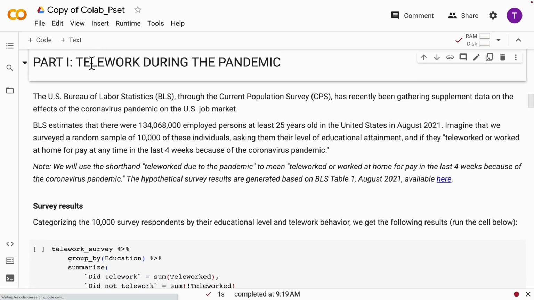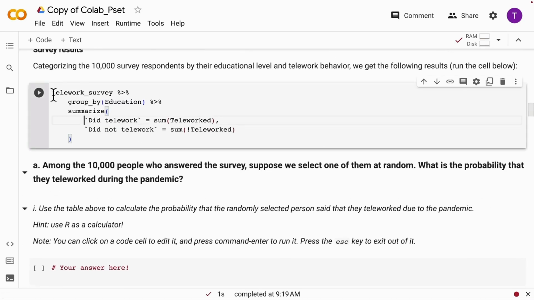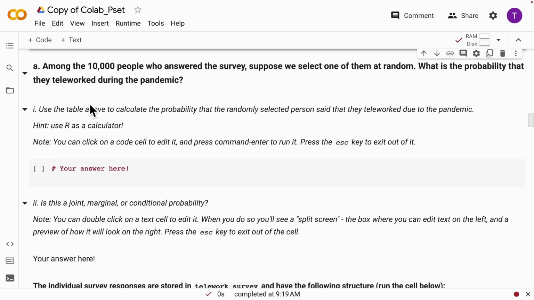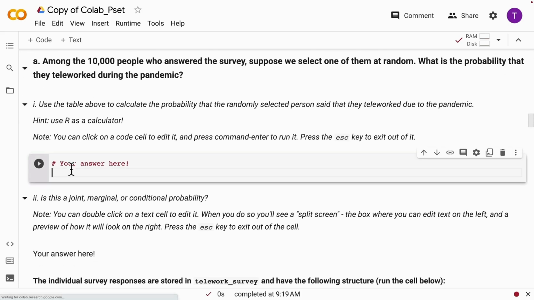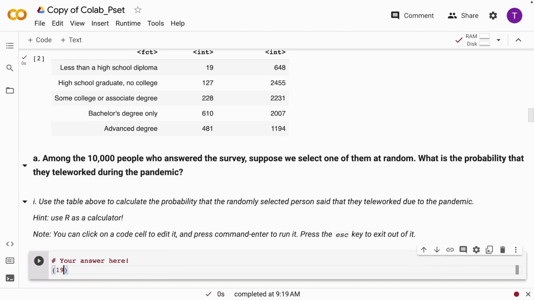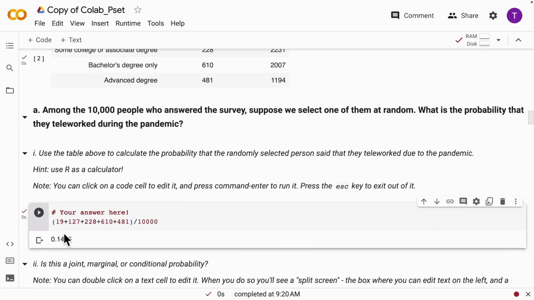So we start by talking about teleworking during the pandemic. We would normally show them a table, but we actually ask them to run this cell instead. And by doing so, we both give them the data that they need and also show them how the data was actually compiled into this table, which is nice. We start by asking them to simply use R as a calculator. And so in this case, we'll use the data from this table to answer this question. And we simply click Run to get the right number.